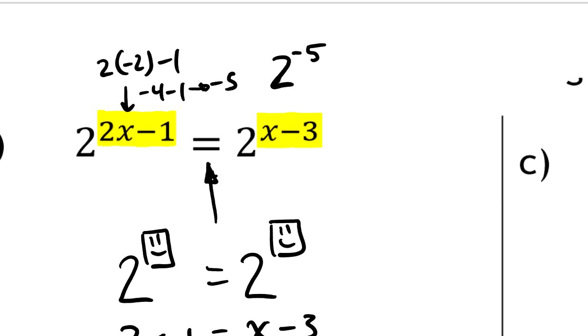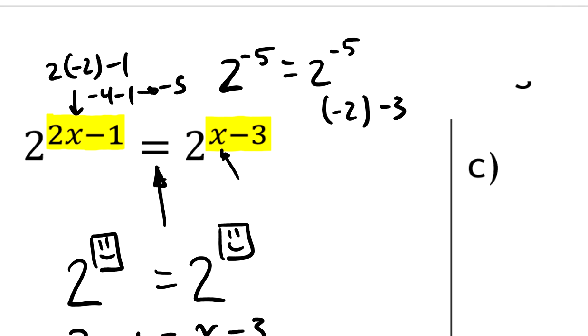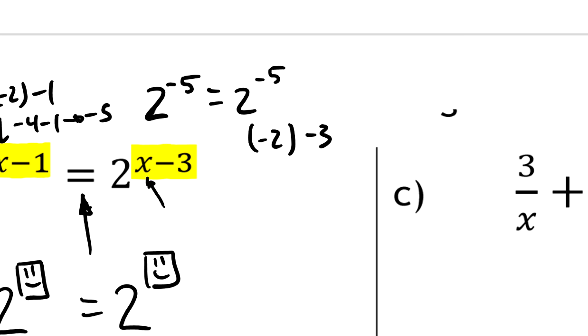And over on the other side, when I plug in the negative 2, you can see this becomes negative 2 minus 3, that's also negative 5. So this becomes 2 to the negative 5th power. You might ask yourself, well, what is 2 to the negative 5th power? Well, remember, I can show it in 2 steps.